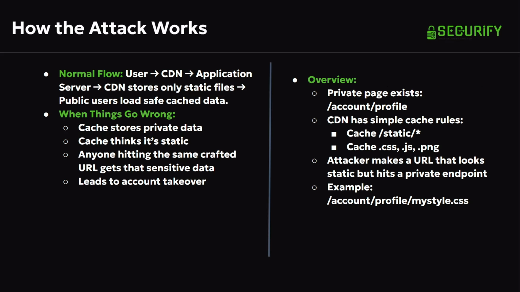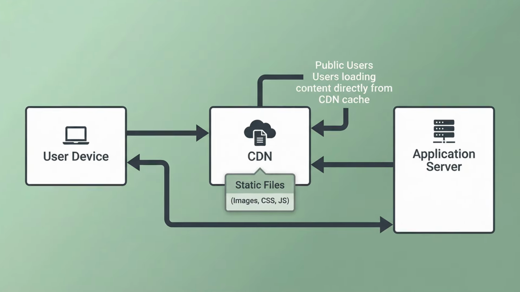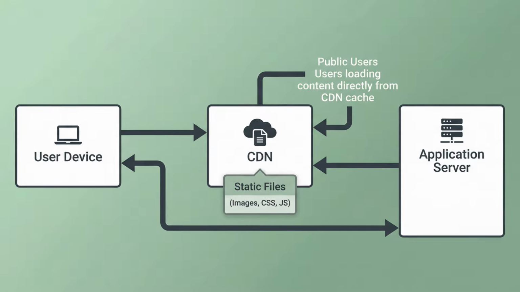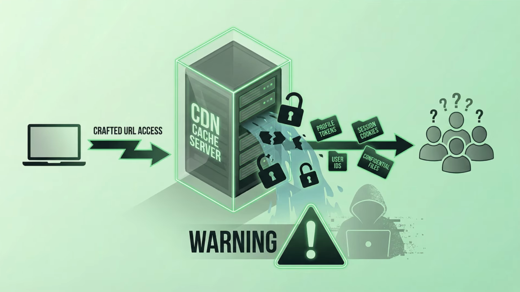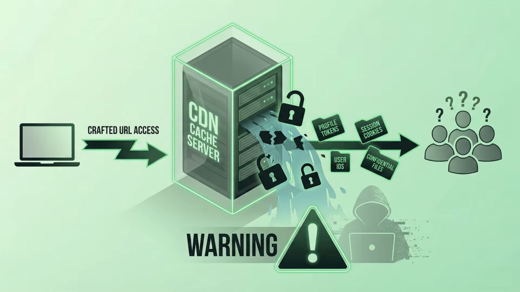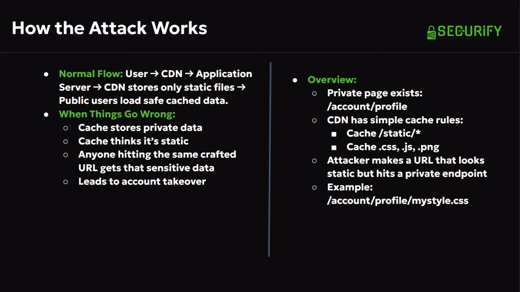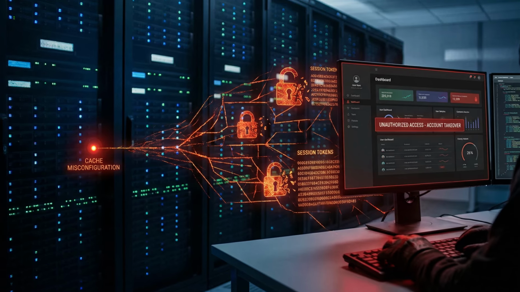Here is a simple picture of how things normally work. In the normal flow, user data goes to the CDN, to the application server, and the CDN stores static files. Public users load the data from this cache. But when things go wrong, the cache ends up storing things it should never store, like your profile, tokens, or private data, and makes them available to anyone who hits the same crafted URL. This tiny mistake opens the door to huge security problems, including account takeover.